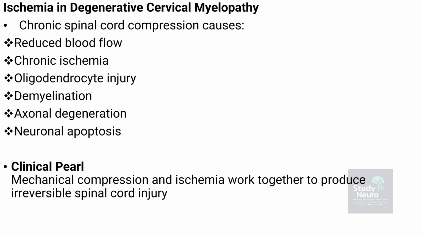These biological changes occur alongside ongoing mechanical compression, and together they produce progressive spinal cord injury that becomes increasingly difficult to reverse, highlighting why timely decompression is important before permanent neurological damage develops. Compression and ischemia act together.